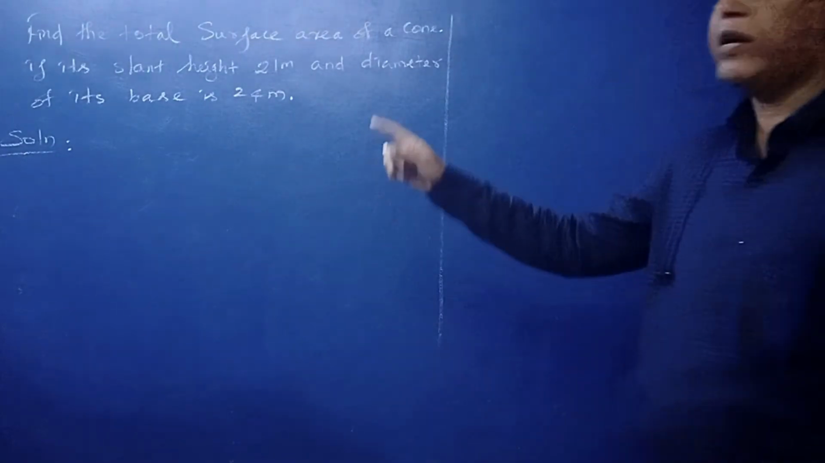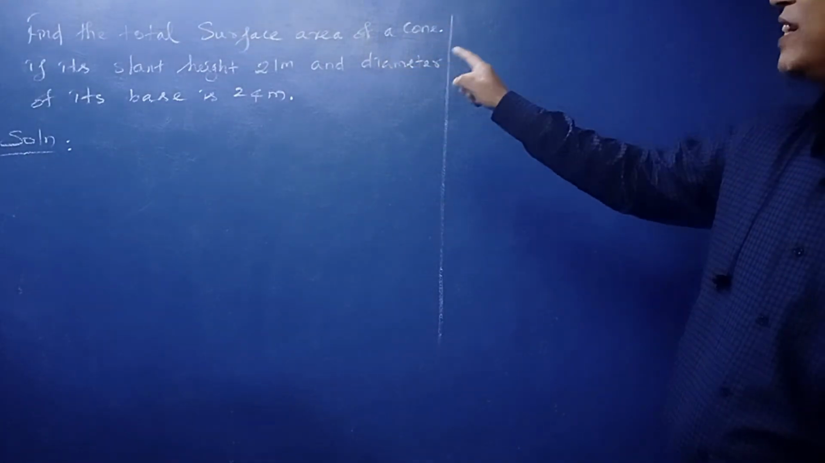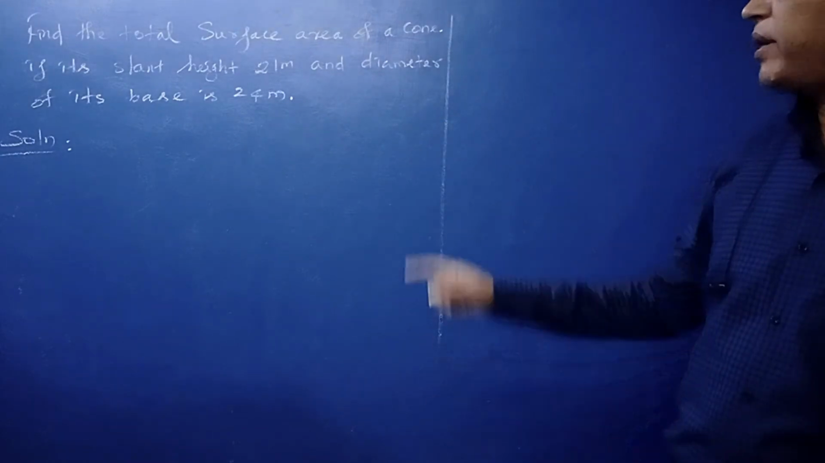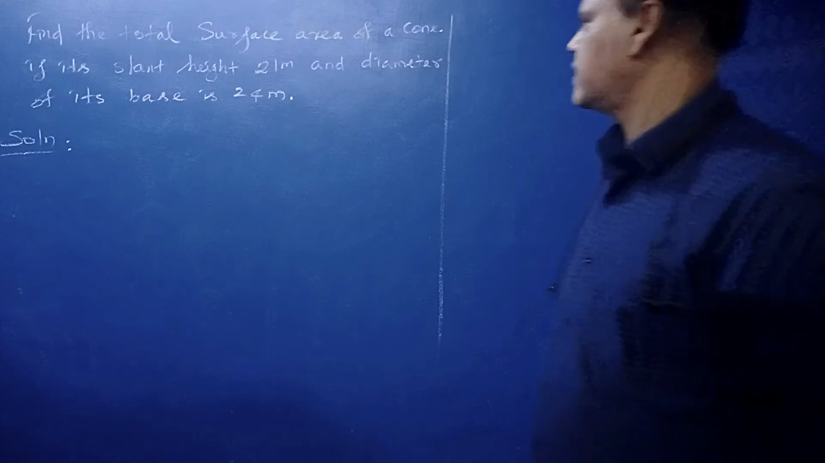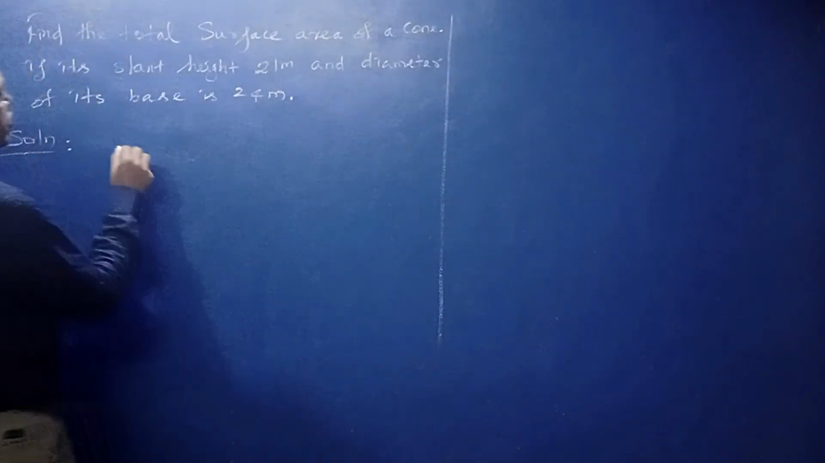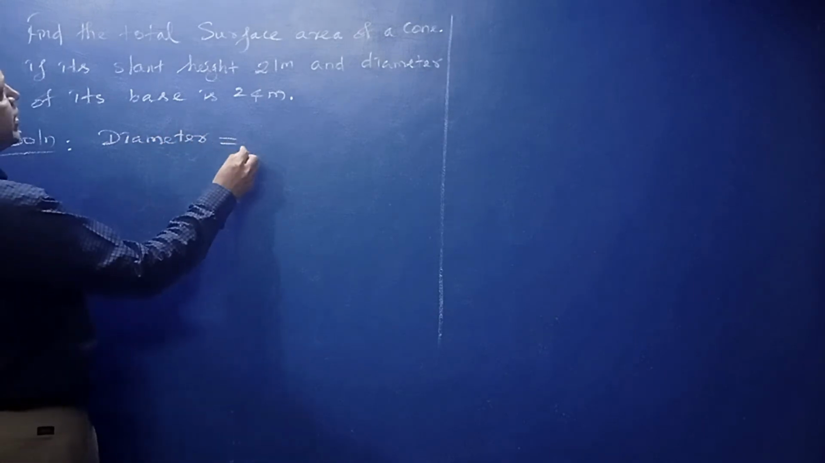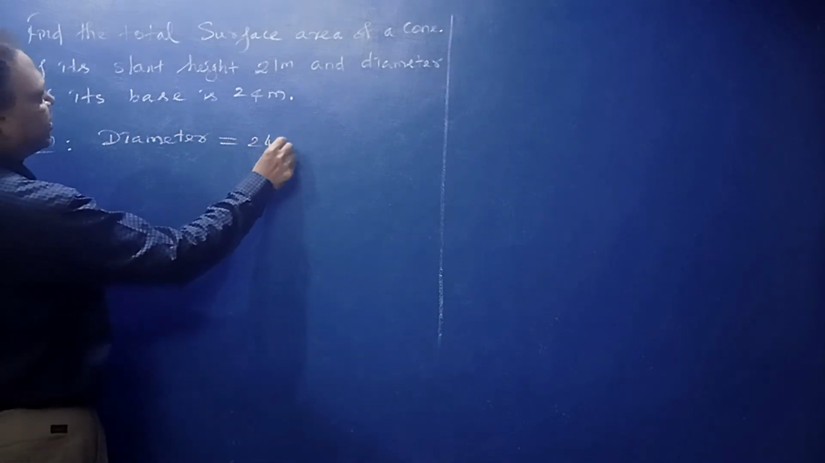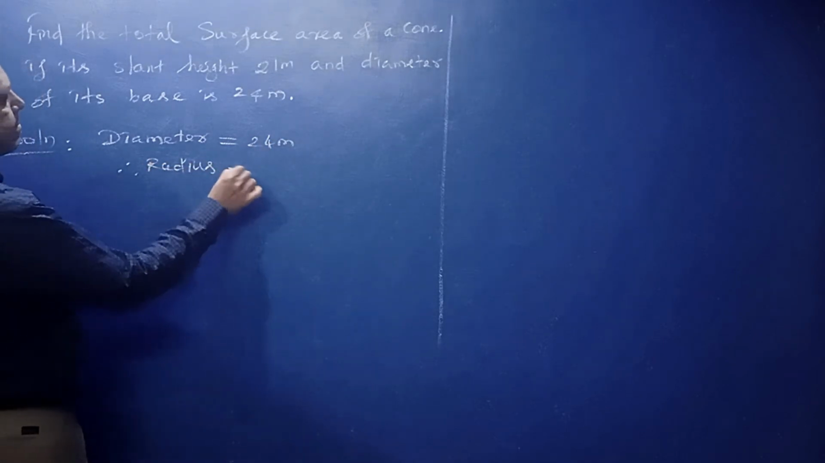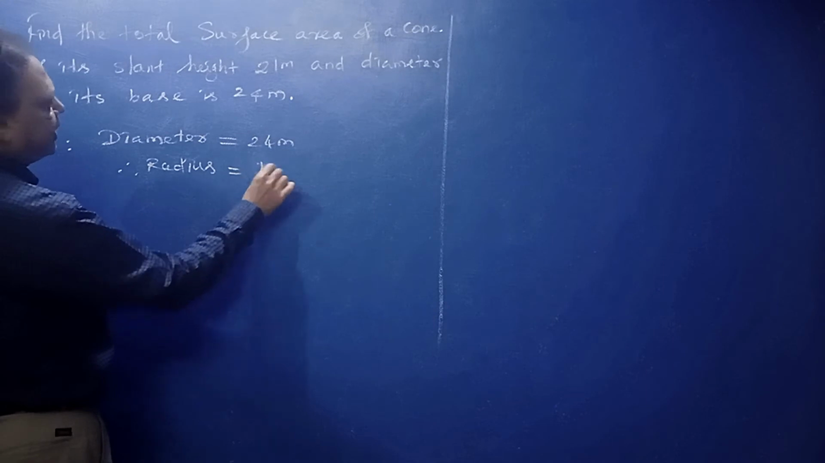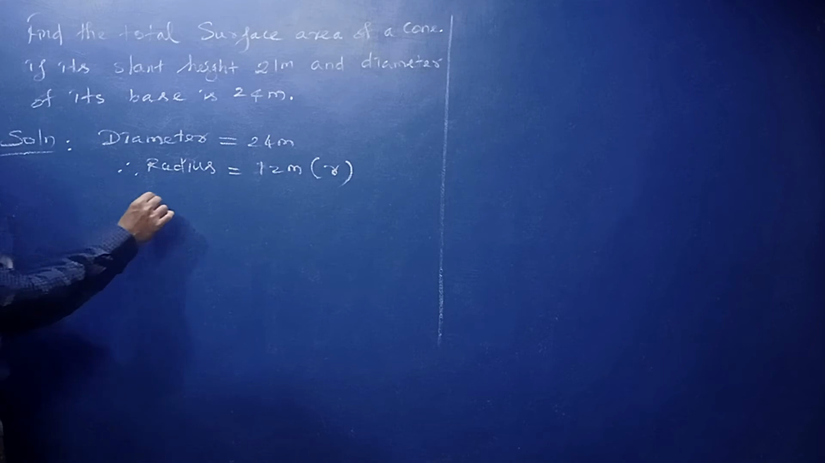Next problem, second problem: find the total surface area of a cone if its slant height is given and the diameter is given. So when the diameter is given, you have to find out the radius, right? First write the diameter. How much is the diameter given? 24 meter. Therefore, radius is 12 meter. That is R. Next, slant height is given.